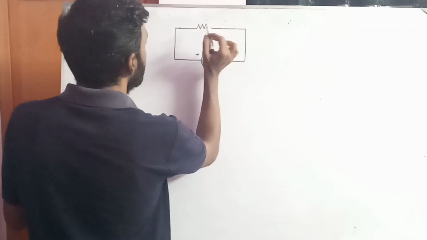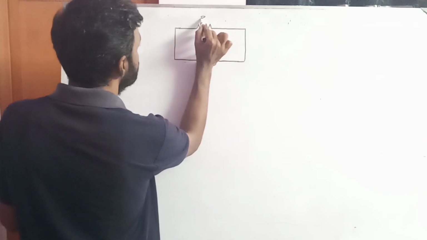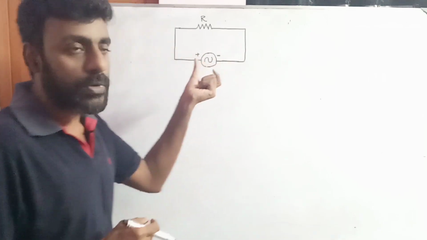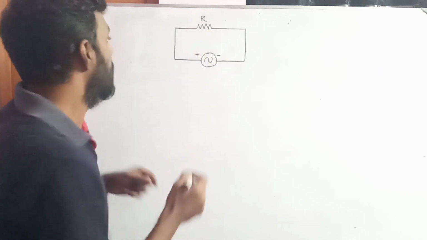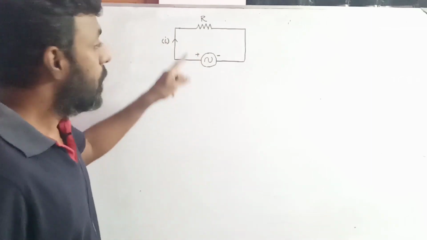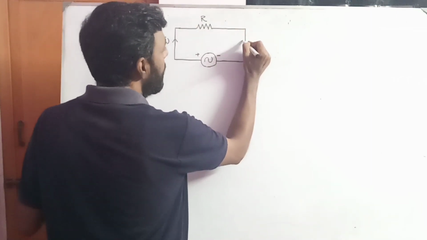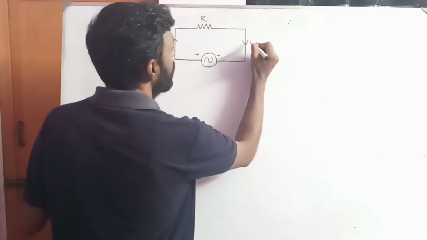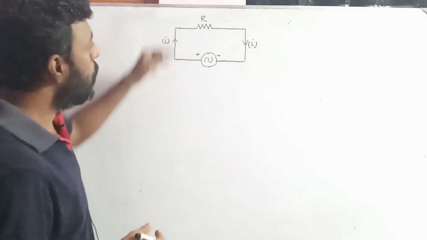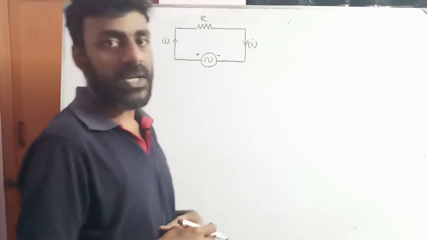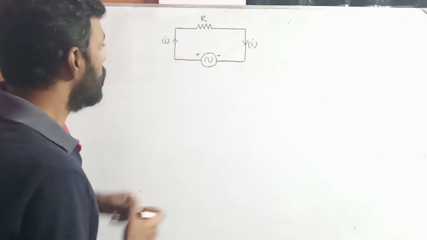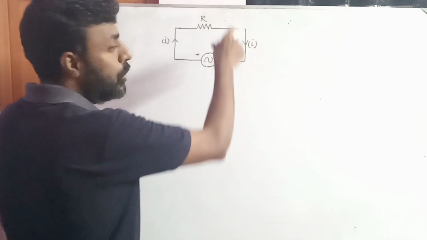I am naming the resistor as capital R, and this is the AC voltage source. When I connect this AC voltage source with this resistor, a current will flow. I am naming the current as small letter i. The current will go through the resistor and come to the negative terminal of the AC voltage source. A voltage will be developed across the resistor, that is VR. So a current will move through this loop.